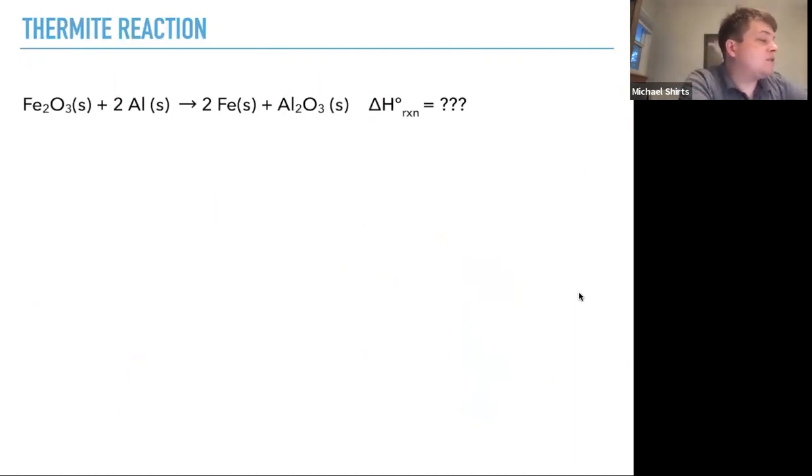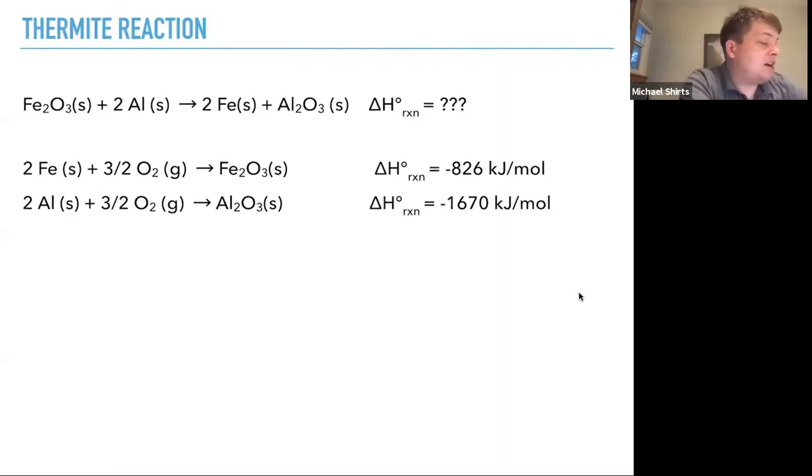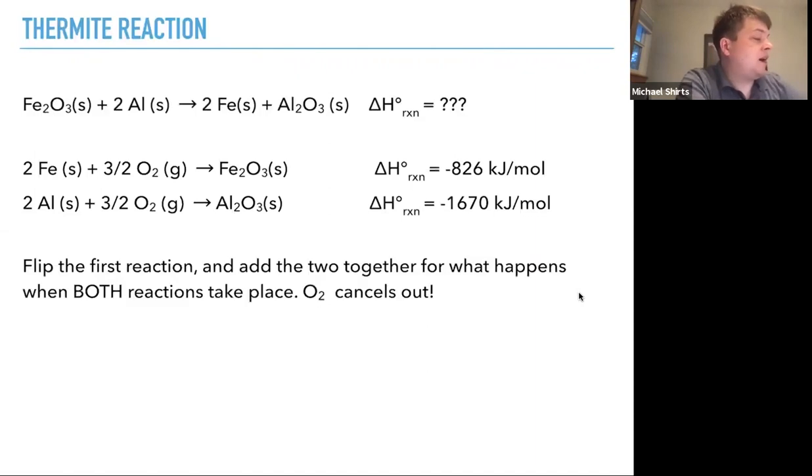So we're interested in iron oxide plus aluminum going to iron plus aluminum oxide. We want to know what the heat of reaction is. And so let's say we have this tabulated data on the oxidation of iron and the oxidation of aluminum, and we have enthalpies of reaction at the standard state for both of those. So what do we need to do? We need to cancel out the things that we're not interested in. So if we flip the first reaction and add the two together, then the oxygen cancels out.